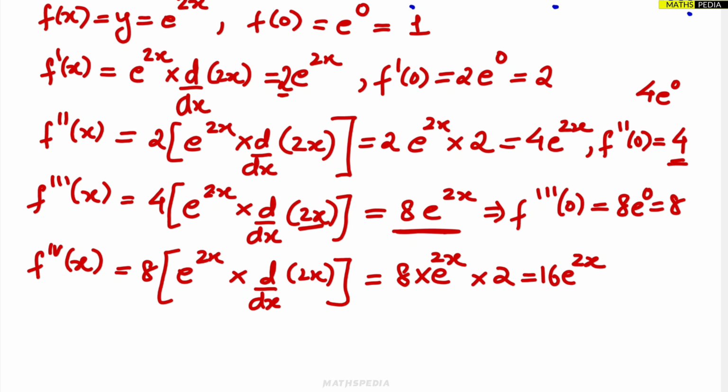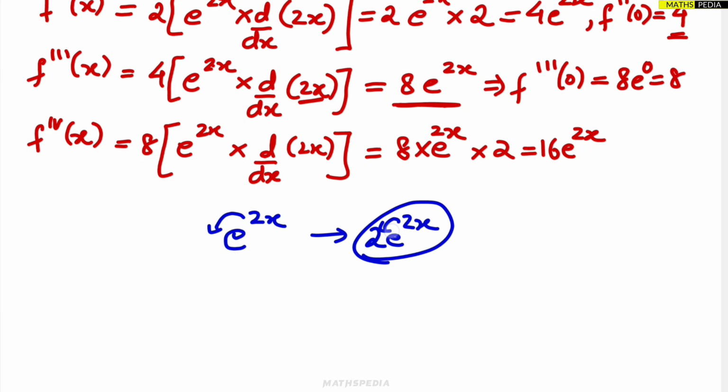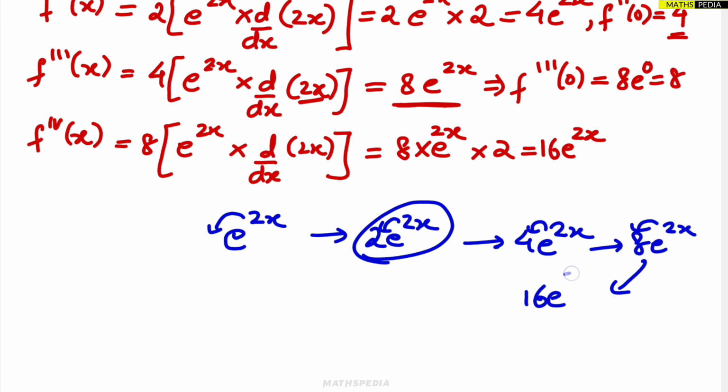That's what I said. The basic idea is, if you are differentiating e power 2x, what will happen? Just put 2 over here. So 2 e power 2x. If you want to differentiate this, multiply 2 and 2, you'll be getting 4 e power 2x. Next differentiation, you multiply 2 here, you'll be getting 8 e power 2x. Next differentiation, you'll be getting 16 e power 2x. Next, 32 e power 2x. Next, 64 e power 2x, and so on. That's the simple logic we are applying here.